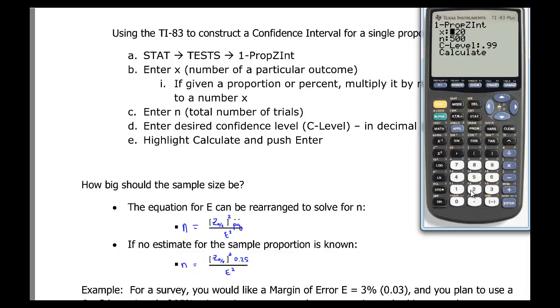So in that problem, X was 220 people with brown eyes. N was 500 total people. The confidence level is 99% or 0.99. And you go down to Calculate and hit enter, and there's our confidence interval, 0.3828 to 0.4972, exactly what we got by doing the equation by hand.